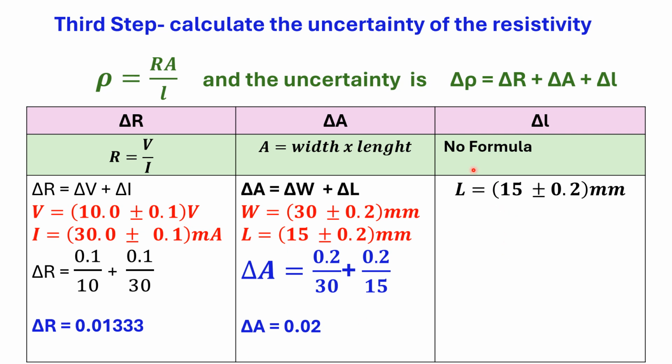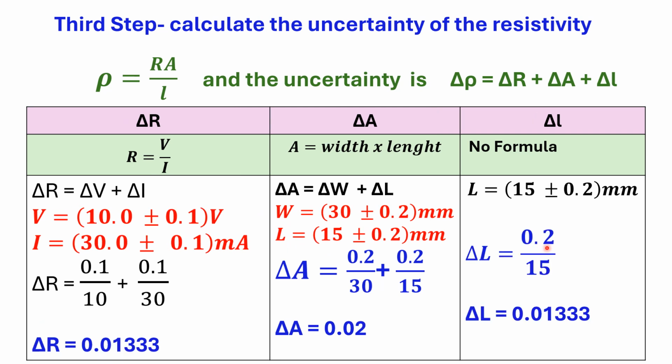Now, because length, there is no formula, but I know the uncertainty is 0.2, the same one that you measure here for area. So to calculate the uncertainty of length is straightforward. It's 0.2 divided by 15, which is, by coincidence, the same number that you have for resistance.